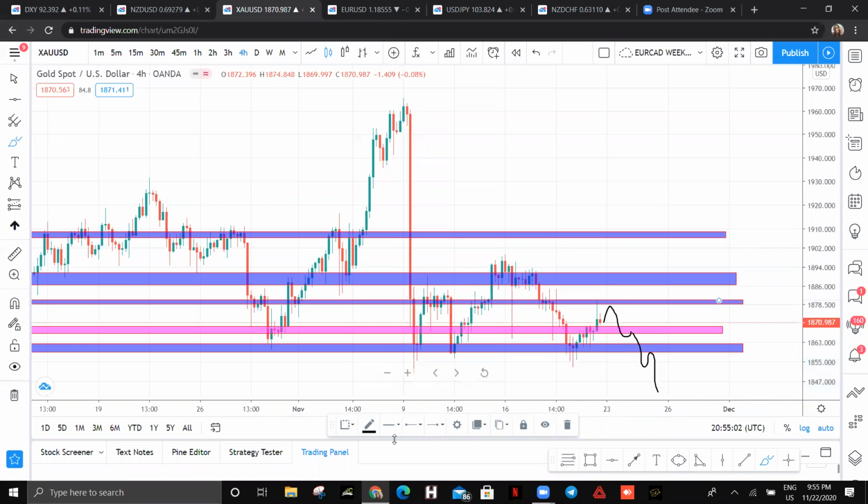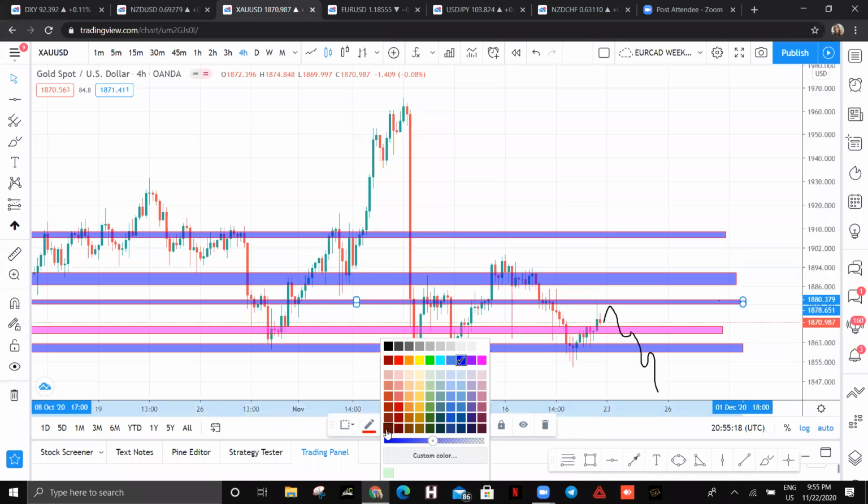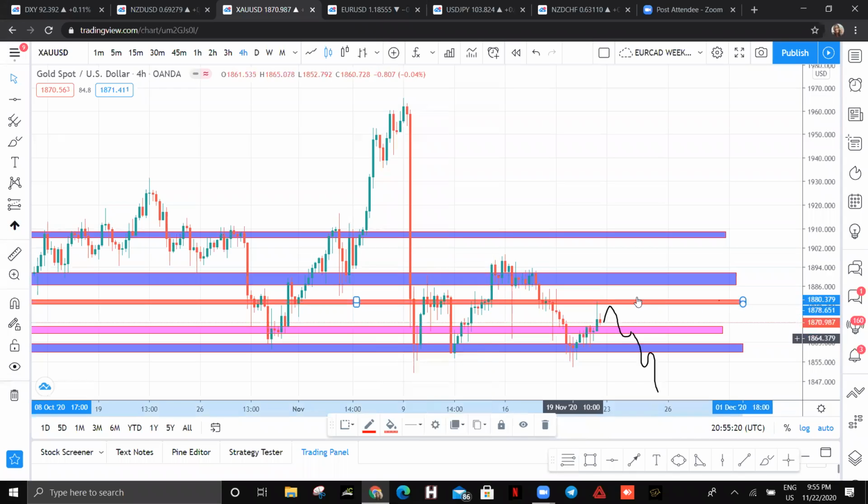Let me change this to red, so it will be easy for you to identify. Okay, so as soon as market opens, this is what I'm expecting. Price will react here, then I can sell comfortably from here down here. Or if it breaks out, then I'll do what? Wait for a retest before I buy.